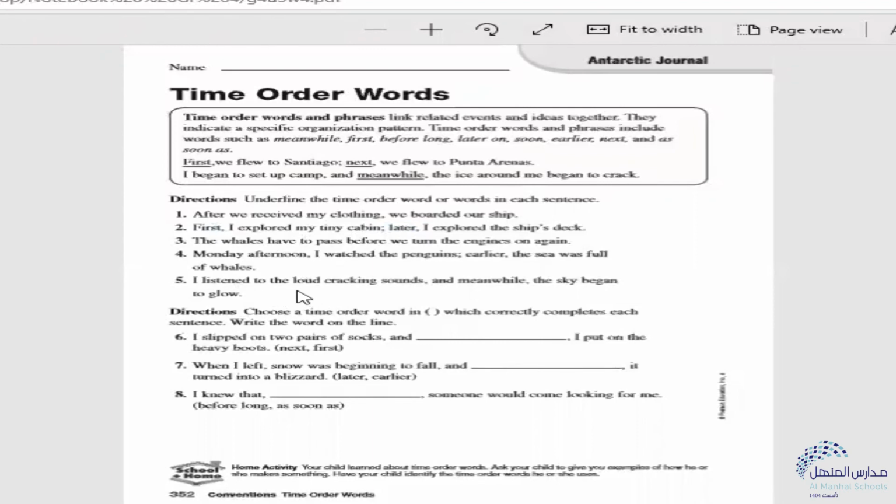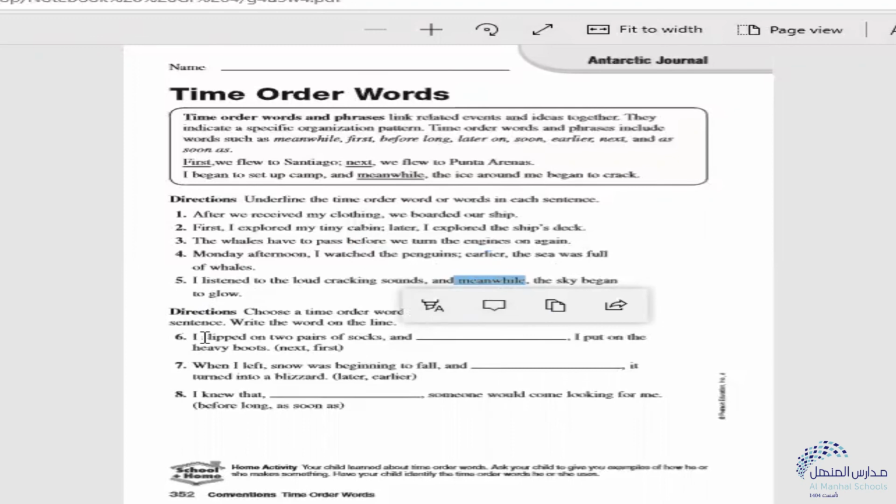Number three, the whales have to pass before we turn the engines on again. So the word giving us the order of events is before. In number four, Monday afternoon, I watched the penguins. Earlier, the sea was full of whales. So the word earlier tells us the arrangement of the events. And lastly, I listened to the loud cracking sounds, and meanwhile, the sky began to glow. So the word telling us the order of the events in this sentence is meanwhile.